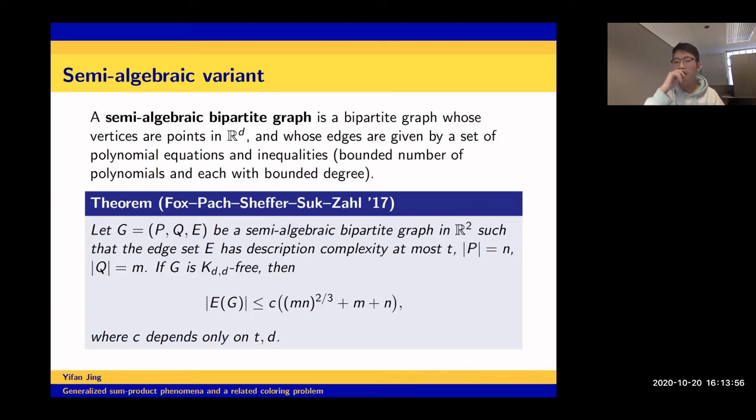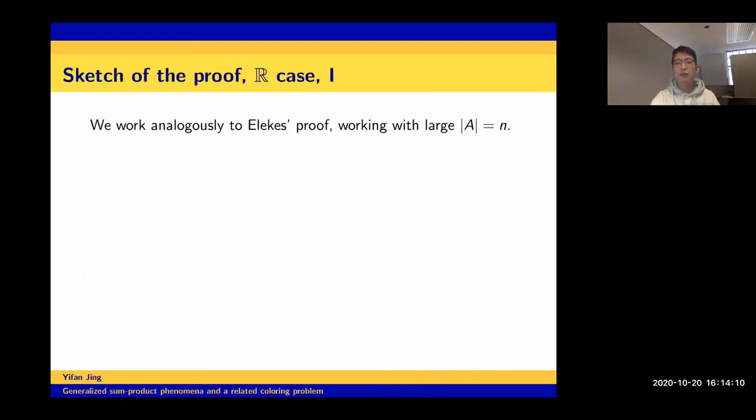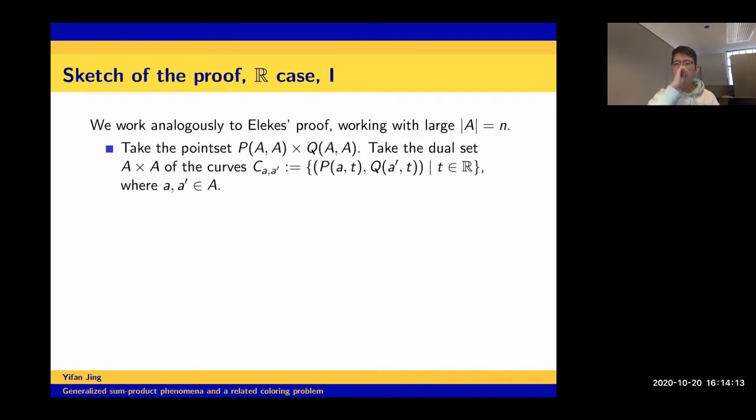The first step of our proof, we apply this Szemerédi–Trotter theorem in the same fashion as what Elekes did in his proof. So assuming we are able to apply it, you can see that here we have this extra condition K_{D,D}-free, but assuming our graph is K_{D,D}-free. So let's do this. We assume A equals B. For simplicity, we can consider the same construction of curves. In Elekes's proof, we construct a bunch of lines. So here we can construct a lot of curves. This curve takes points P_A(t) and Q_A'(t) for some fixed t in R, for fixed A and A'.